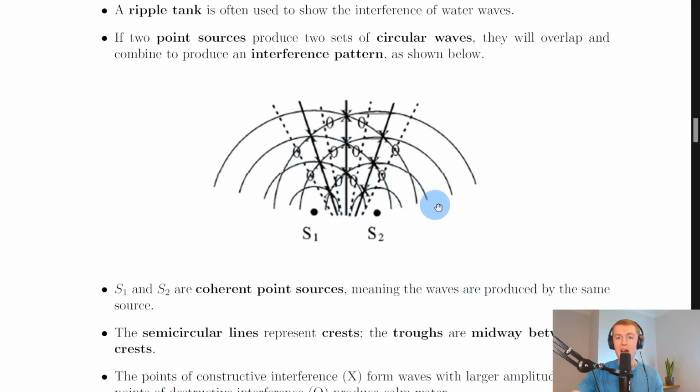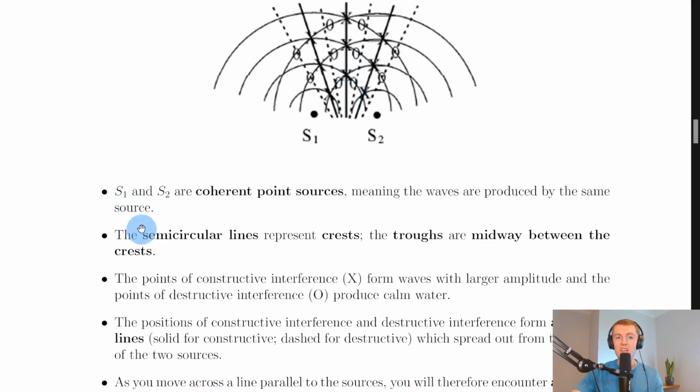And what you can see happen is that when the circular waves overlap, they produce an interference pattern. And that's only going to happen, remember, when the 2 sources of waves are coherent. So we get this interference pattern, which means we get regions of constructive interference and regions of destructive interference. So as it says here, S1 and S2 are coherent point sources, meaning the waves are produced by the same source. So that could be, for example, from having one motor that is producing the waves in your ripple tank.